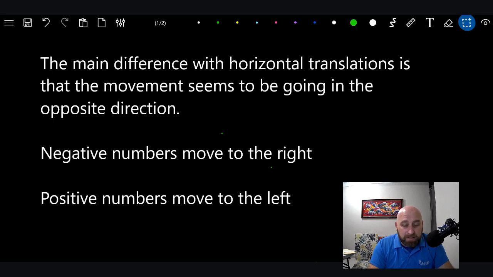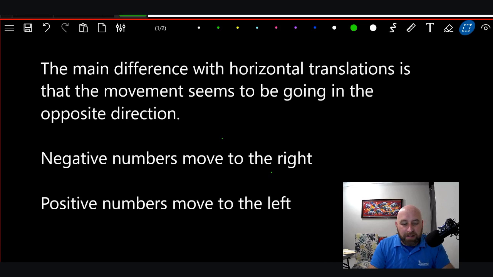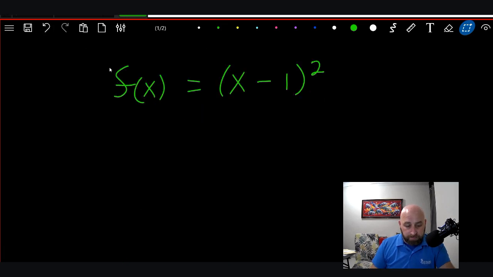It's opposite. It feels opposite. So be careful of that. And then positive numbers move it to the left. So it's exactly the opposite of what you would think. Up and down, positive moves it up, negative moves it down. Everything's normal there. But left to right is backwards. Negative moves it right, positive moves it left. Okay? All right. Let's take a look at that and examine how that works.